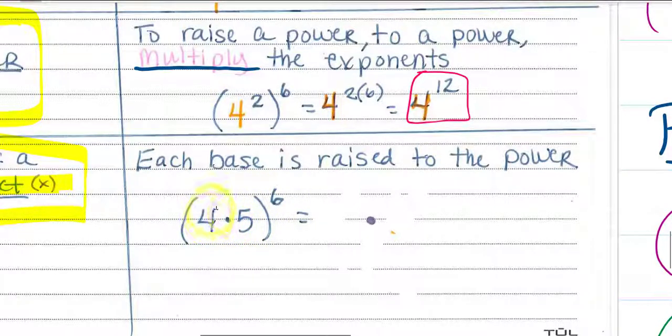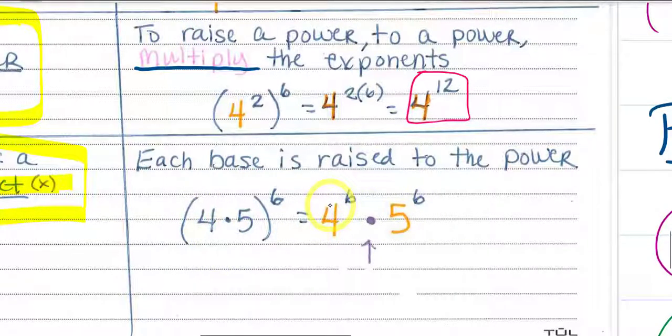So inside I have 4 times 5, which would be 20. So instead of multiplying those, because everything is being raised to the 6th power, I would take each base, so the 4 and the 5 are the bases, and I raise each base to the 6th power. Okay?